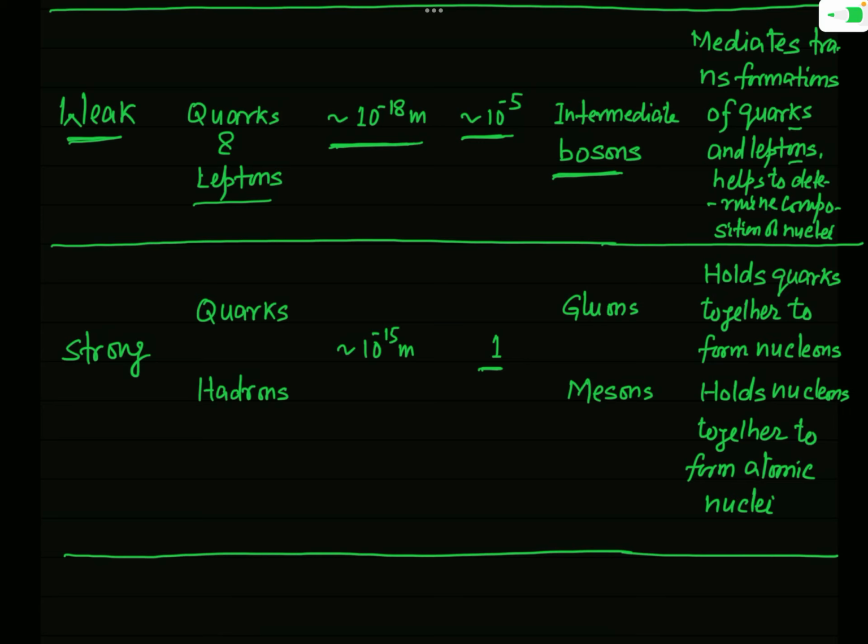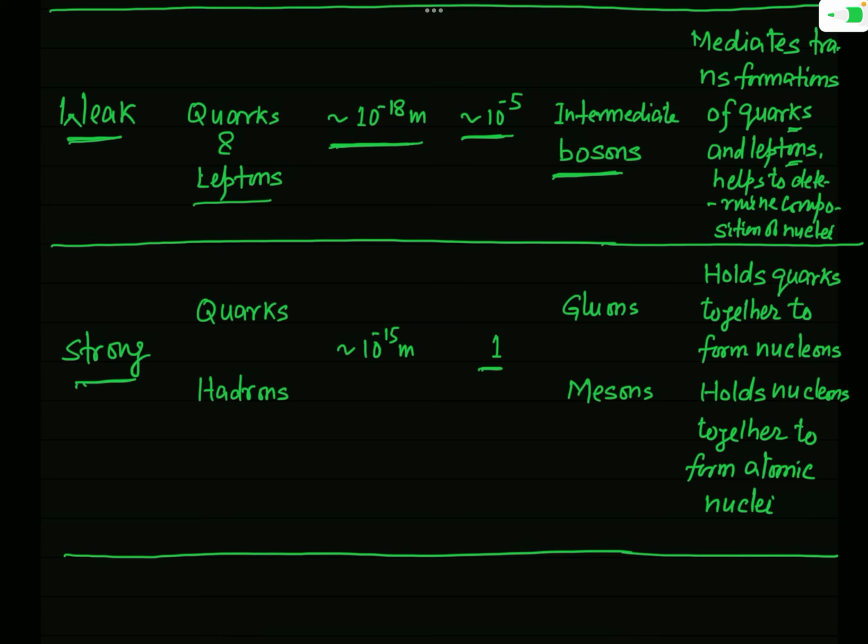I am just repeating the same fact. It mediates transformations of quarks and leptons and helps to determine the composition of nuclei. Okay. Now finally, this is the fourth interaction, which is called a strong interaction, or you also call it a strong nuclear interaction. Actually, this is the interaction between the two nucleons inside the nucleus.